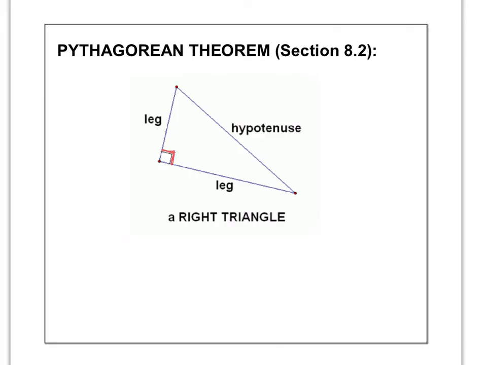Couple of vocab words. The two sides that intersect at that 90-degree corner are called the legs of the right triangle. And the side across from the 90-degree angle is called the hypotenuse. The hypotenuse is always your longest side because it's across from the biggest angle. These two angles will be smaller than 90.